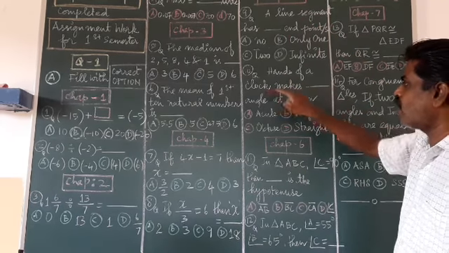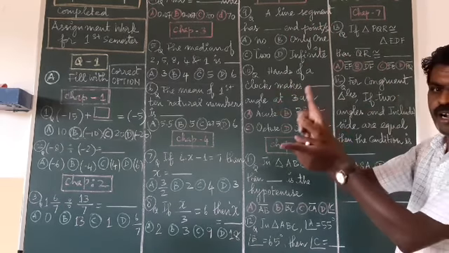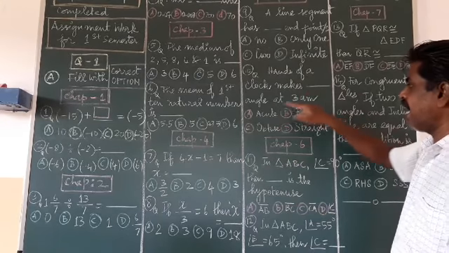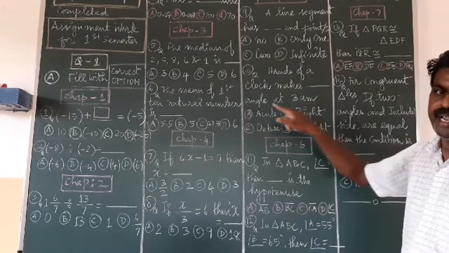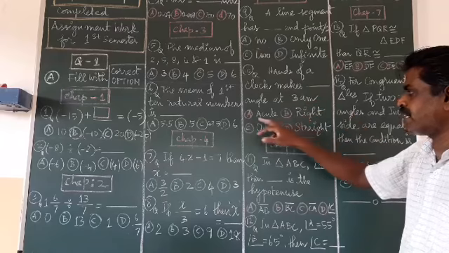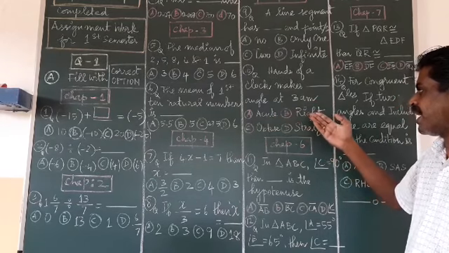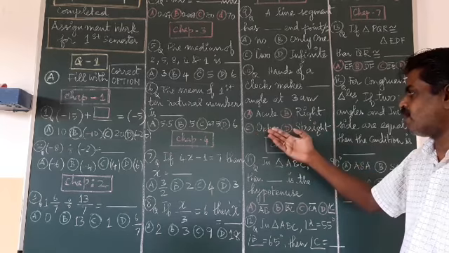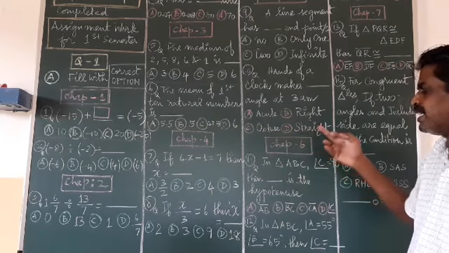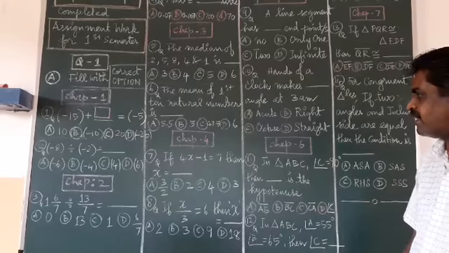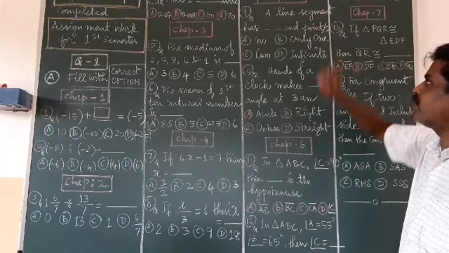The hands of a clock make dash angle at 3 a.m. What type of angle? Option A, acute angle. Option B, right angle. Option C, obtuse angle. Option D, straight angle. Okay, this is in chapter number 5.